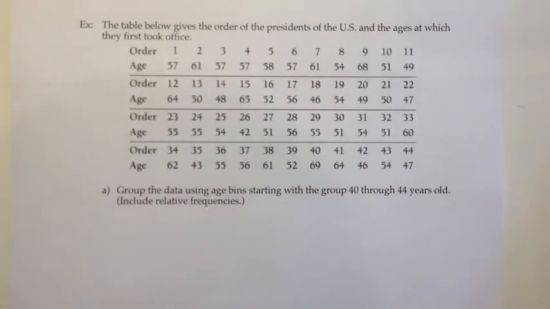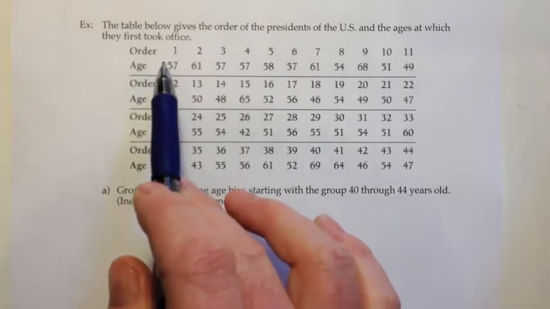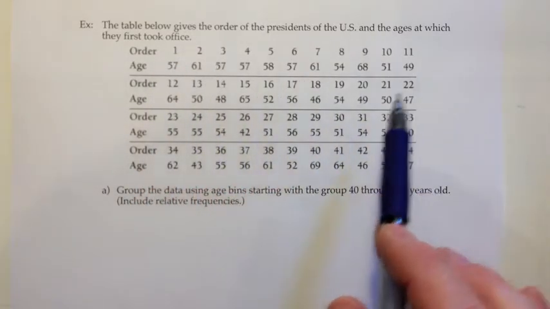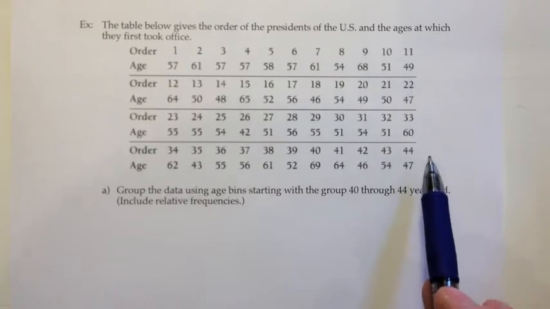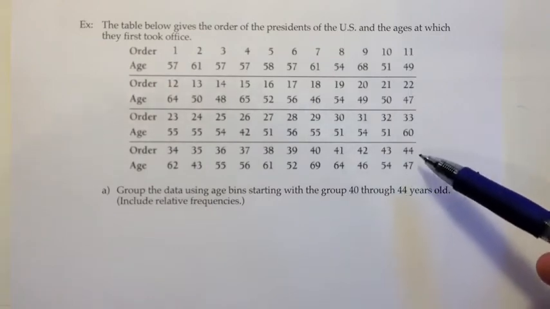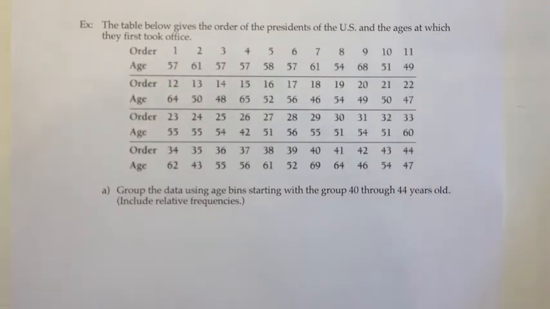Okay, we're working on section 5C from the back of the book, and I'm picking up on page 3 about halfway down the page. Example. The table below gives the order of the presidents of the U.S. and the ages at which they first took office. So they list the presidents from president number 1, 2, 3, all the way through 43 and 44, which is up to current Barack Obama as the 44th president of the U.S.